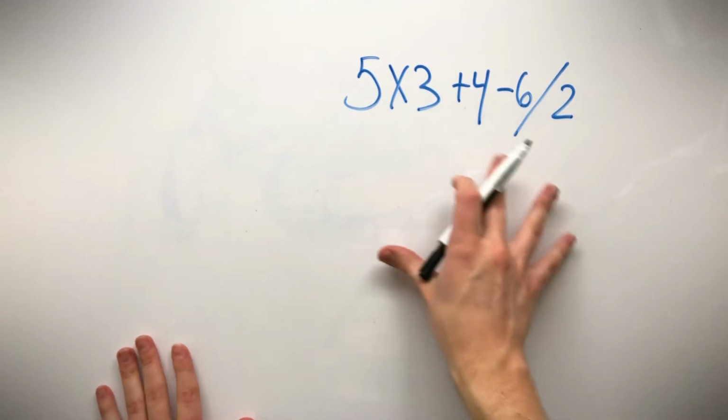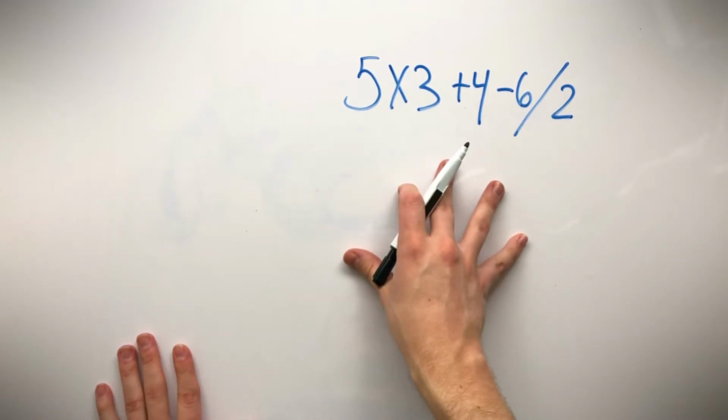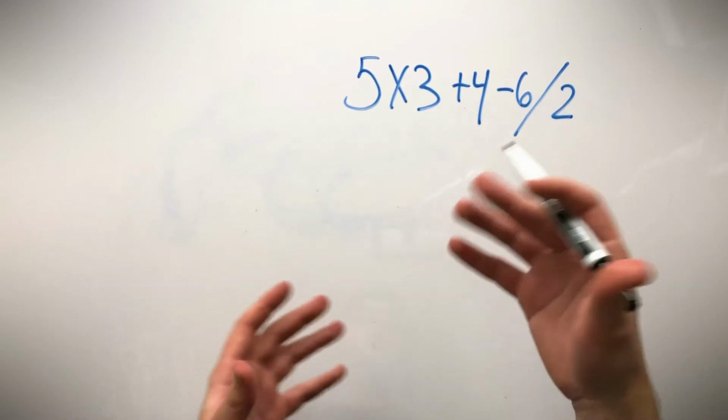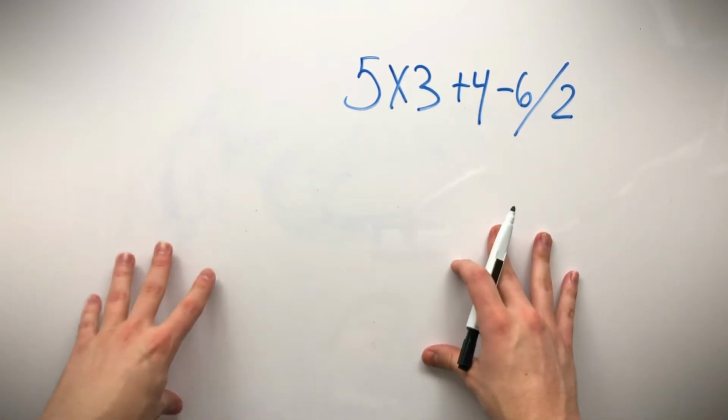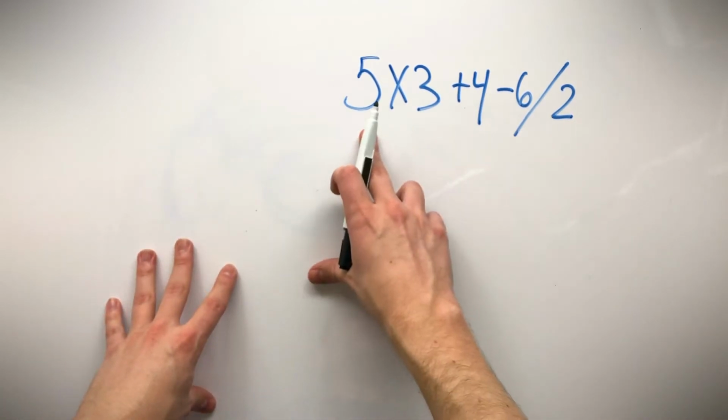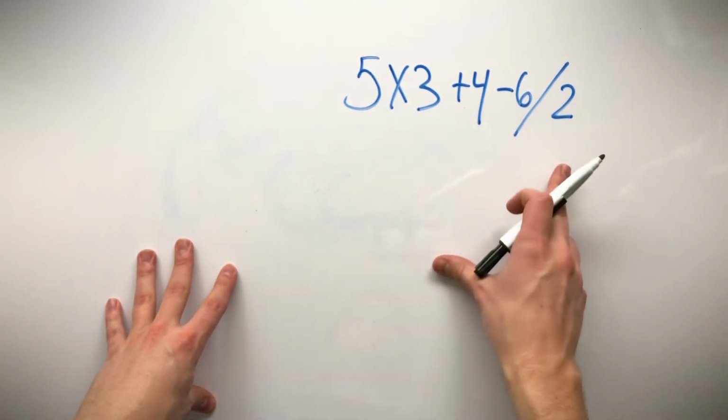Let's look at a sample problem. How might we use the order of operations to solve algebraic expressions that look like this? Well, the order of operations is going to be helpful because it basically spells out exactly what we're going to do, the order in which we perform the operations we see here.